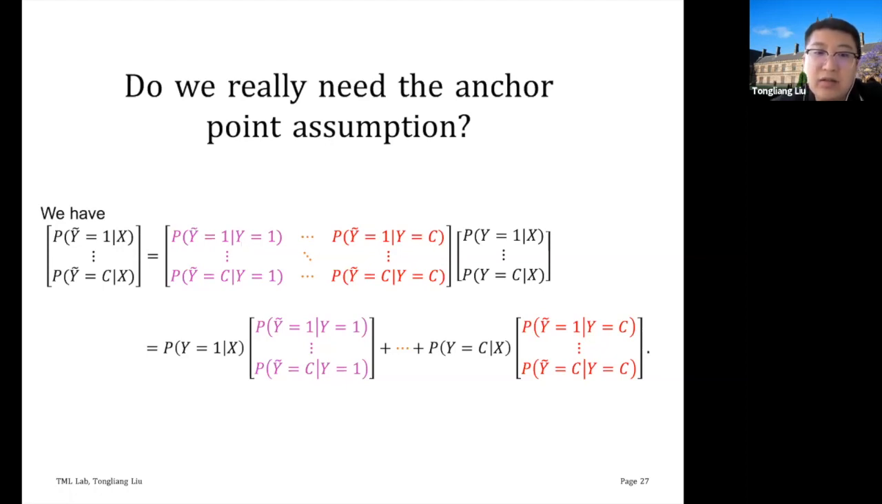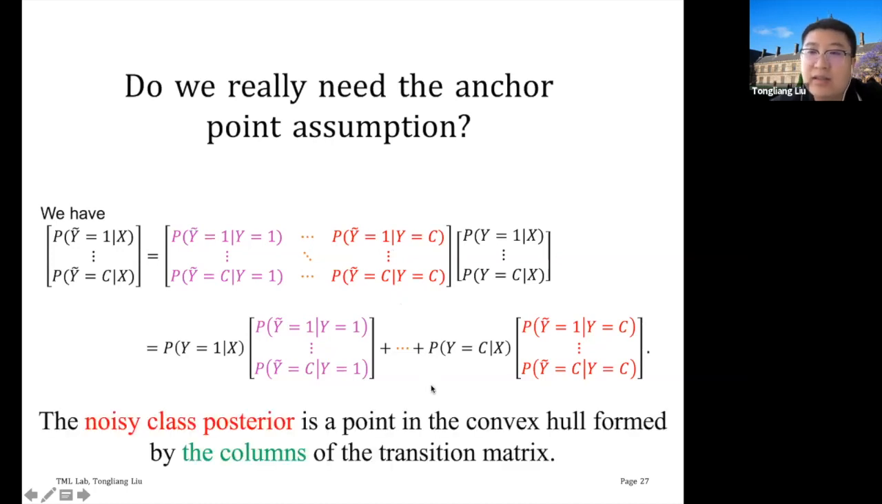So the diagonal entries are the largest values. Those columns will be linearly independent. Okay, so the noisy class posteriors will make up the convex hull. And the corresponding extreme ray or extreme point will be the column of the transition matrix. So this is a very nice interpretation by using the definitions we introduced before.